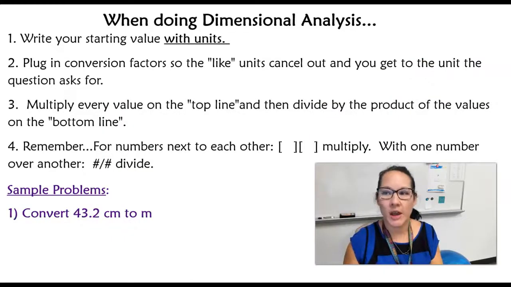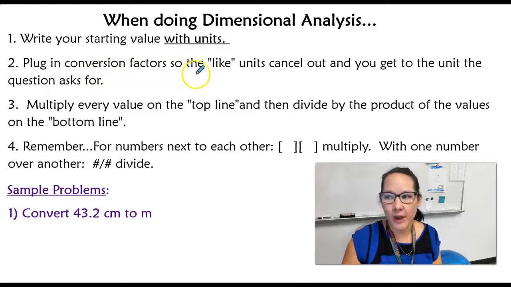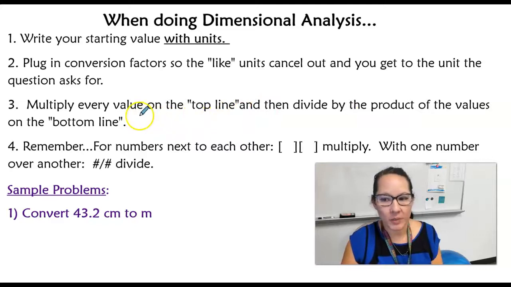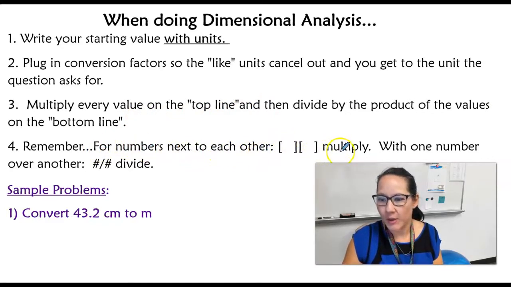When doing dimensional analysis, we are going to start with a process where you write your starting value with units. Then you're going to plug in conversion factors so like units cancel out, and you get to the unit the question is asking you for. We're going to multiply every value on the top, then divide by everything that's on the bottom. Remember, for numbers next to each other, this means multiply, and with a number that's over another number, that's going to be dividing. So I'm going to work out two sample problems for you.